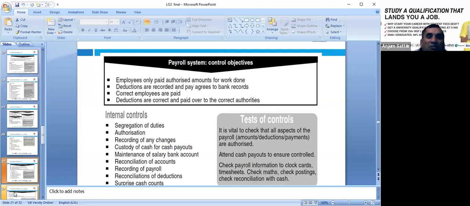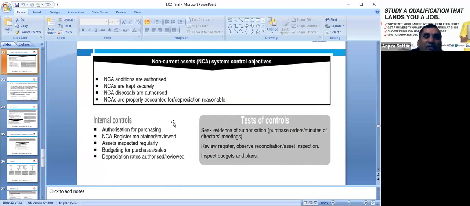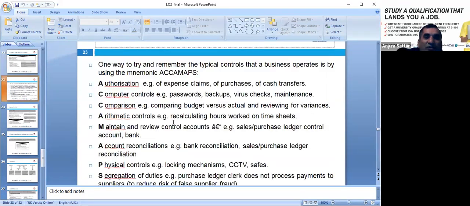We discuss payroll controls like segregation of duties, authorization, and recording of any changes. Then custody of the cash: if you're paying in cash, maybe there is more risk involved than if you're transferring money from your business account. Also recording the payroll and checking the timesheets are these sorts of controls. Then there is non-current asset control: we can look at depreciation, revaluation of assets, whether the assets are physically owned, and who owns them.